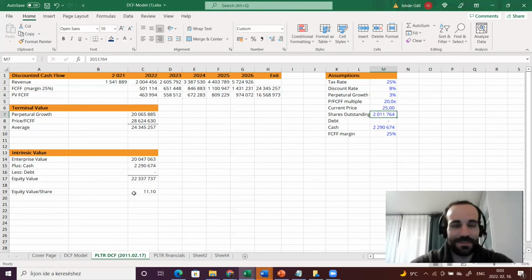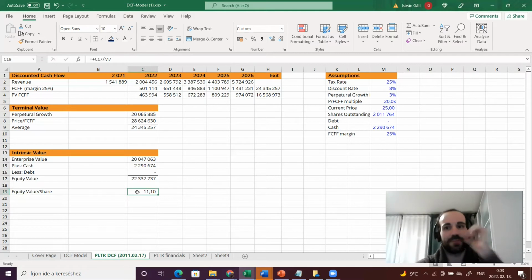This is how much you should pay for a Palantir share today. And guys, I'm not sure if you're surprised or not, but it's very, very close to the current stock price. The number that I got is 11.10 US dollars. So this is what I would pay for a Palantir share today. But as said, all this valuation was based on super conservative assumptions.